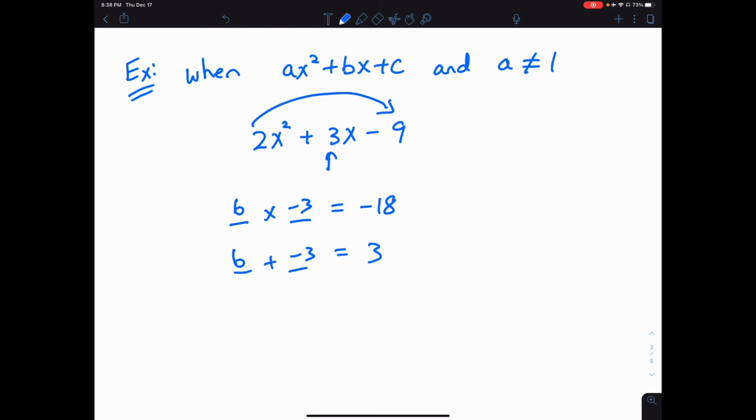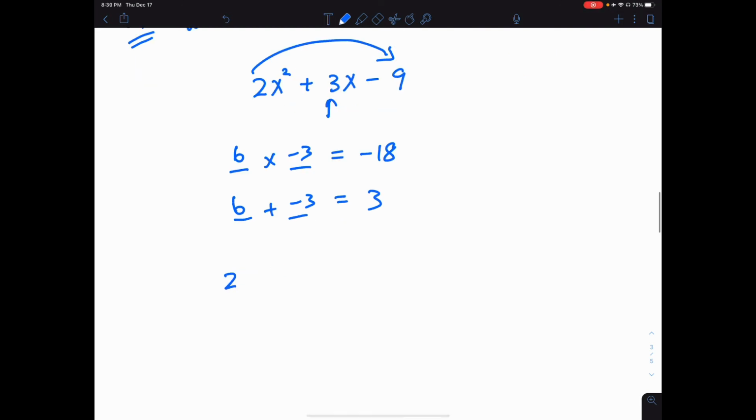So same thing, we're going to break down the middle term. So we get 2x squared plus 6x minus 3x minus 9. Same idea, you take a look at the front two terms, see what you can factor out, take a look at the back two terms, see what you can factor out, and we should be able to continue with decomposition. So this one here, the front two terms, I can factor out a 2x. If we do that, we end up getting x plus 3.